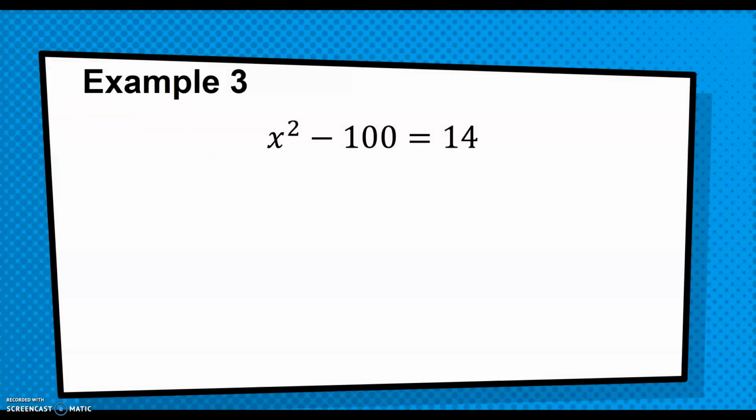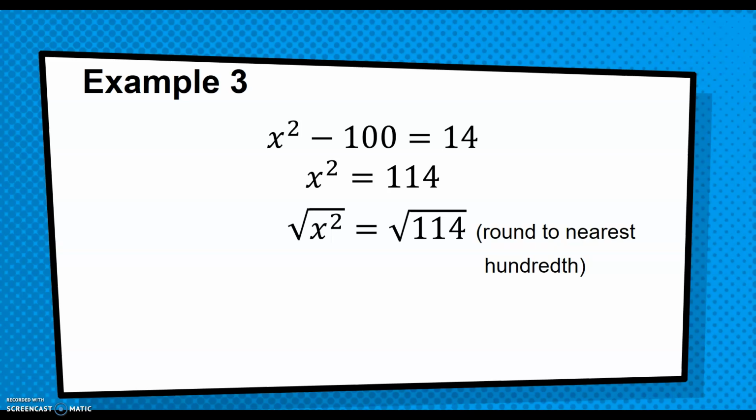Example 3, x squared minus 100 equals 14. Again, I don't have x squared by itself, so I'm going to add 100 to both sides, and I get x squared equals 114. I apply the square root property, and I square root both sides. But this time, 114 is not a perfect square. And so in the past, I've had you simplify these by leaving them with square roots, finding a perfect square that goes into it. But from this point on, I'm just going to ask you to round it to the nearest hundredth. So that's 2 decimal places.